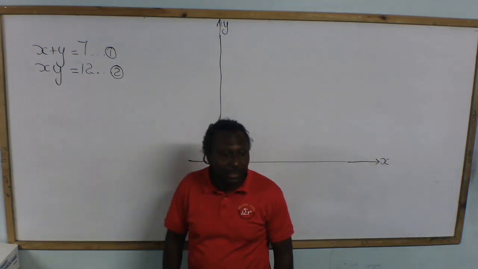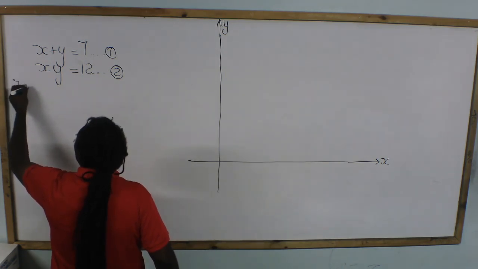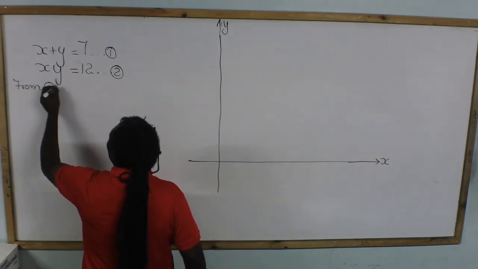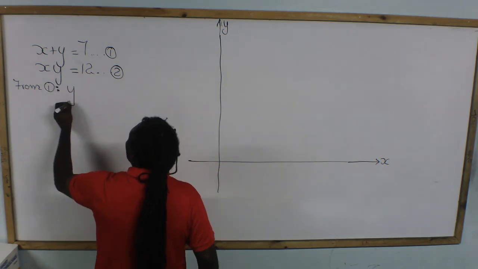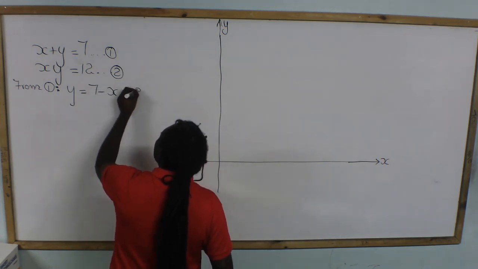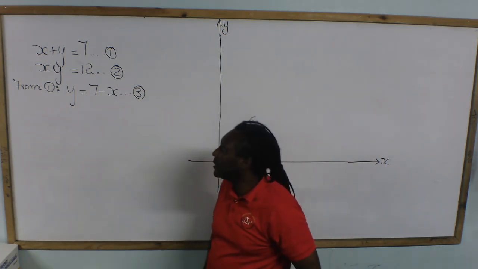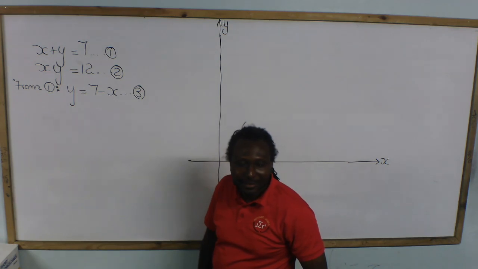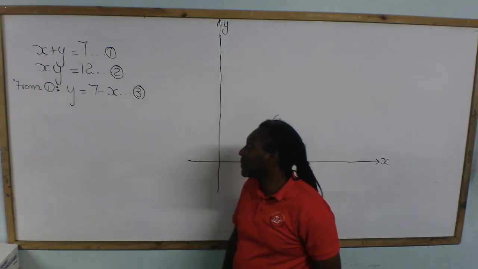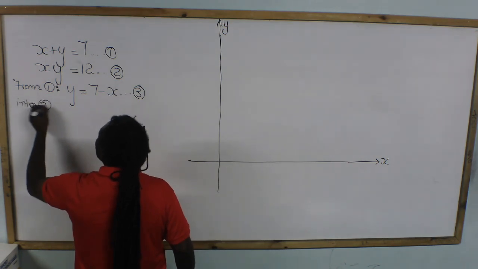So we will make use of the substitution method. From which equation? From equation 1, so y is equal to 7 minus x. And that is your equation 3. And we will put that into which equation? Into equation 2.